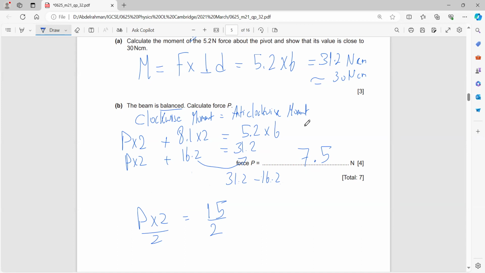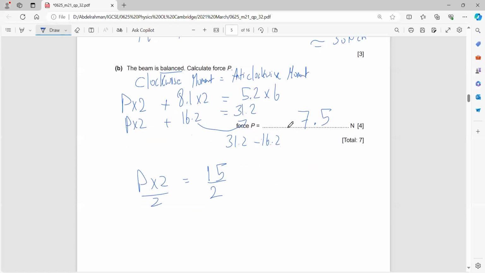We found P. It is a hard question. Don't worry if you do not know how to do it. Try to solve it again 2 or 3 times and make sure that you can do it much better next time, inshallah. Okay?